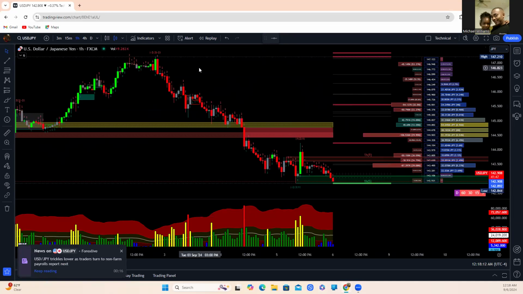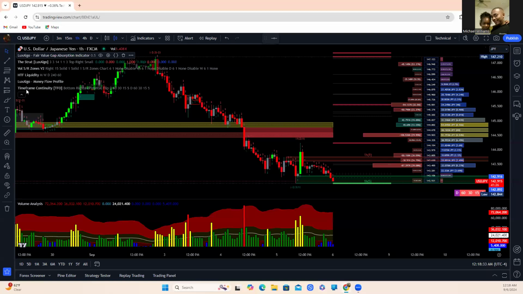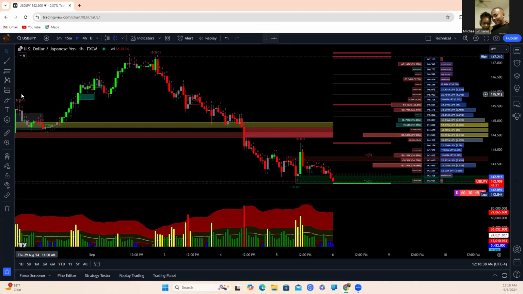All right, so this I wanted to show you. I look at this as, I guess the best way to explain it, and again this is just my personal opinion, one of the best buy sell indicators that's not a buy sell indicator, right? So this is the time frame continuity TFO indicator, right? Used for totally different purposes, for keeping time frame continuity.